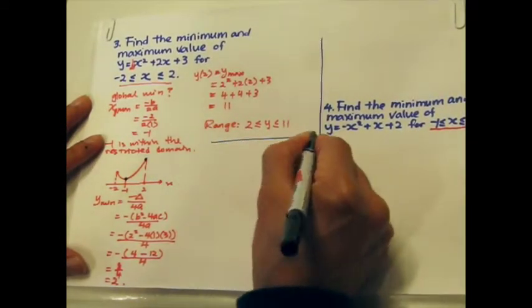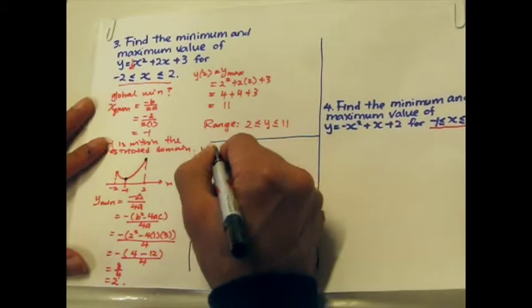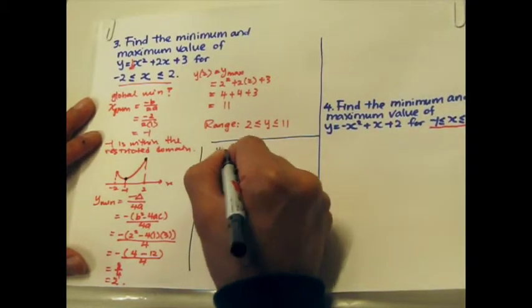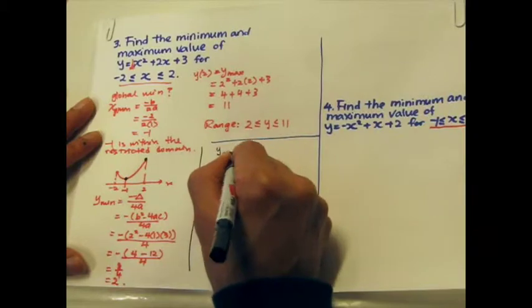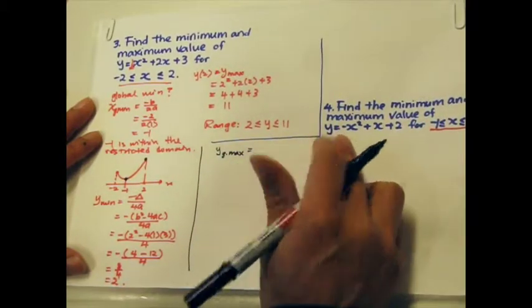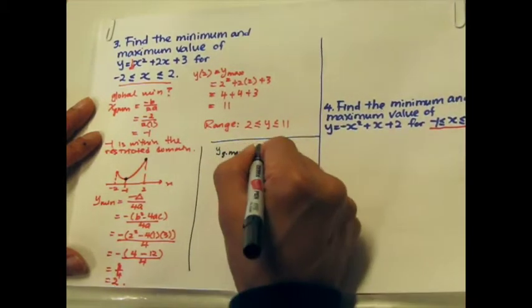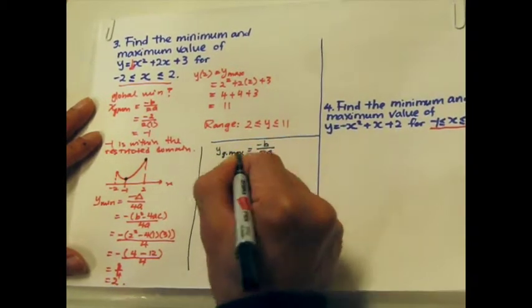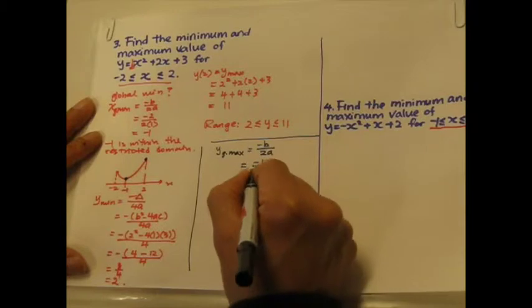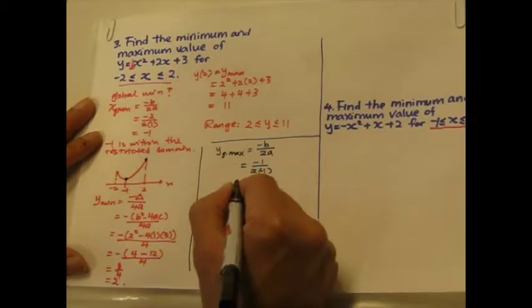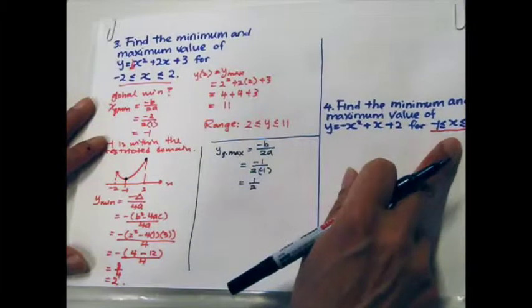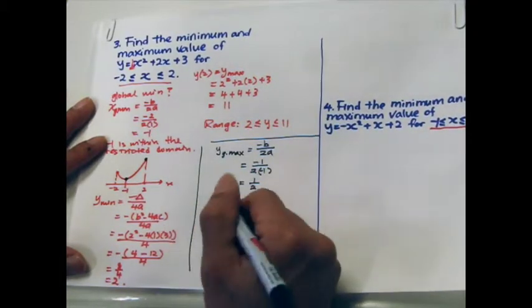Now let us check another one. Let us check y of global. In this case, it's a global max. Let's say where the global max is. This is a negative value, so it's a maximum. So negative b over 2a, and a half is in the restricted domain.